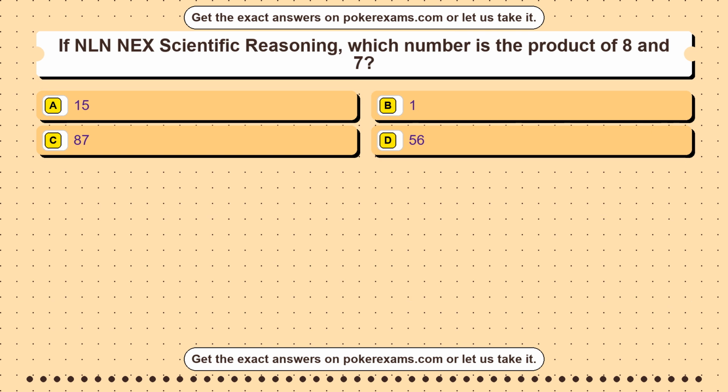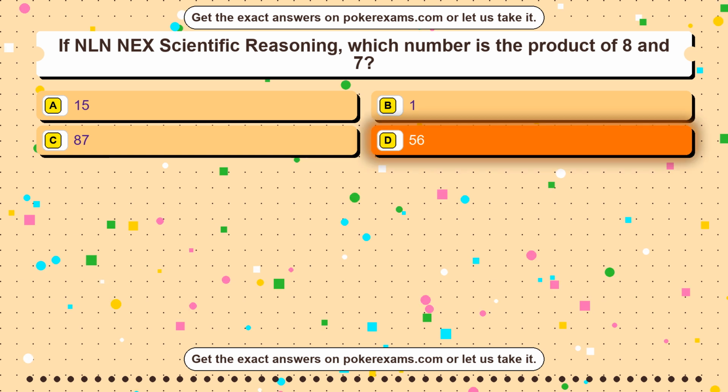Question 50. If GED Science Practice Test, which number is the median of 2, 5, 9, 10, 14? Option A 9. Option B 10. Option C 14. Option D 5. The correct answer is option D.